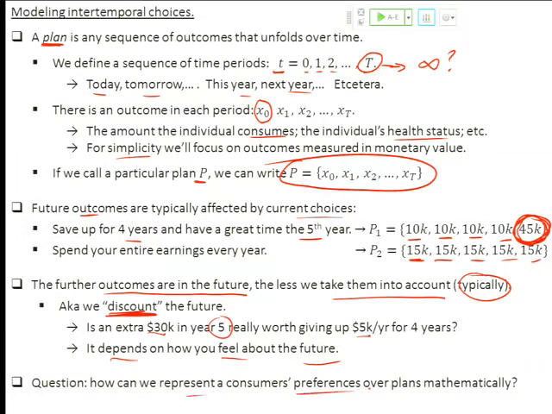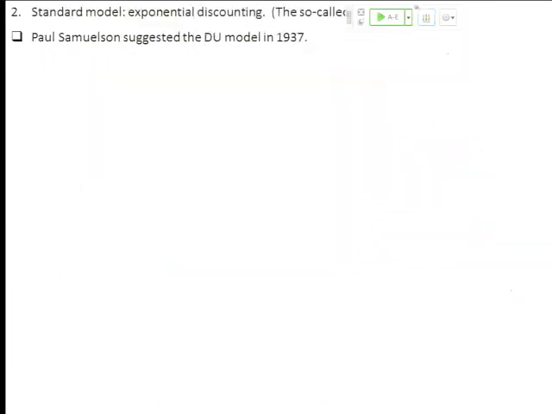So the question is, how do we represent the preferences mathematically? How do we actually create a utility function? All right. So there are a few answers, and the first one is a combination of we do it this way and we do it badly. The standard model is called exponential discounting, also called the DU model. I don't know, it should be the ED model, right? But it's not. It's DU, which is for the discounted utility model.